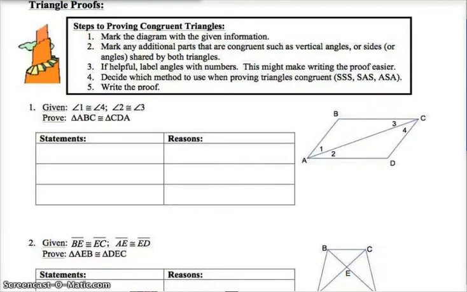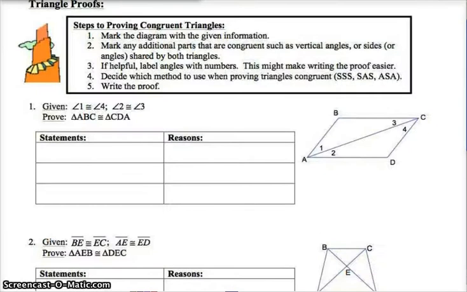So we have a couple of proofs here. So triangle proofs. We're going to try to prove that two triangles are congruent. So what are some steps or some tips to do that? Well, step number 1, you might want to mark the diagram with the given information. That's always helpful. Like I've been marking it with my colors. You might want to keep doing that. Number 2, mark any additional parts that are congruent, such as vertical angles or sides shared by both triangles. So we have common sides and we have vertical angles, right? Common sides here, shared sides.